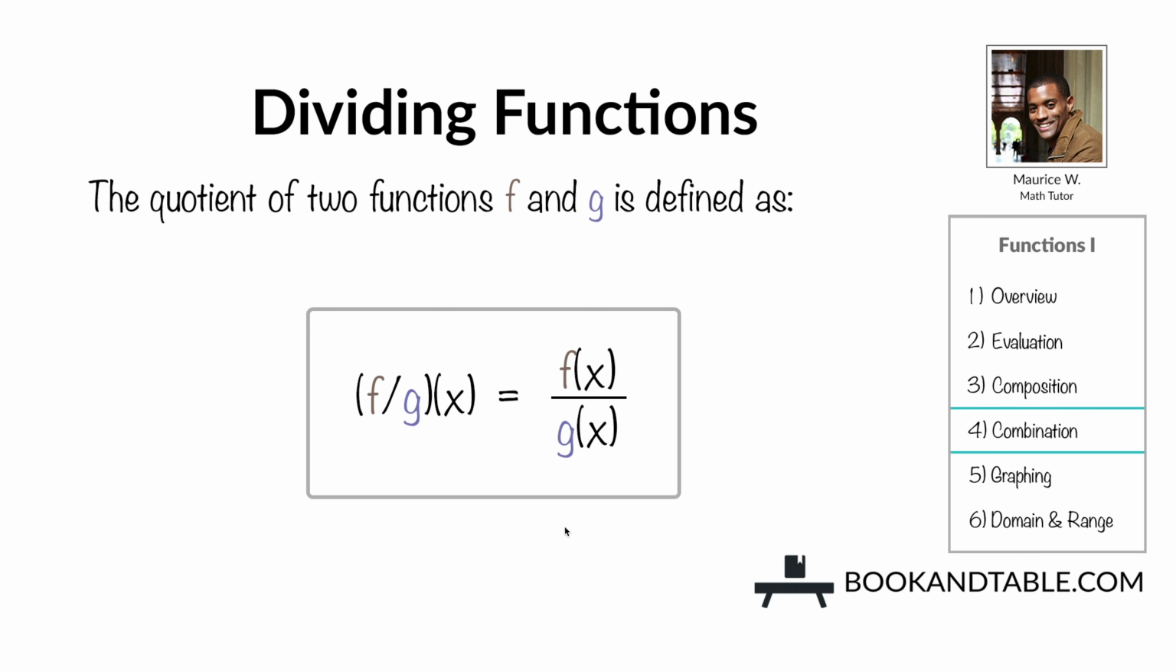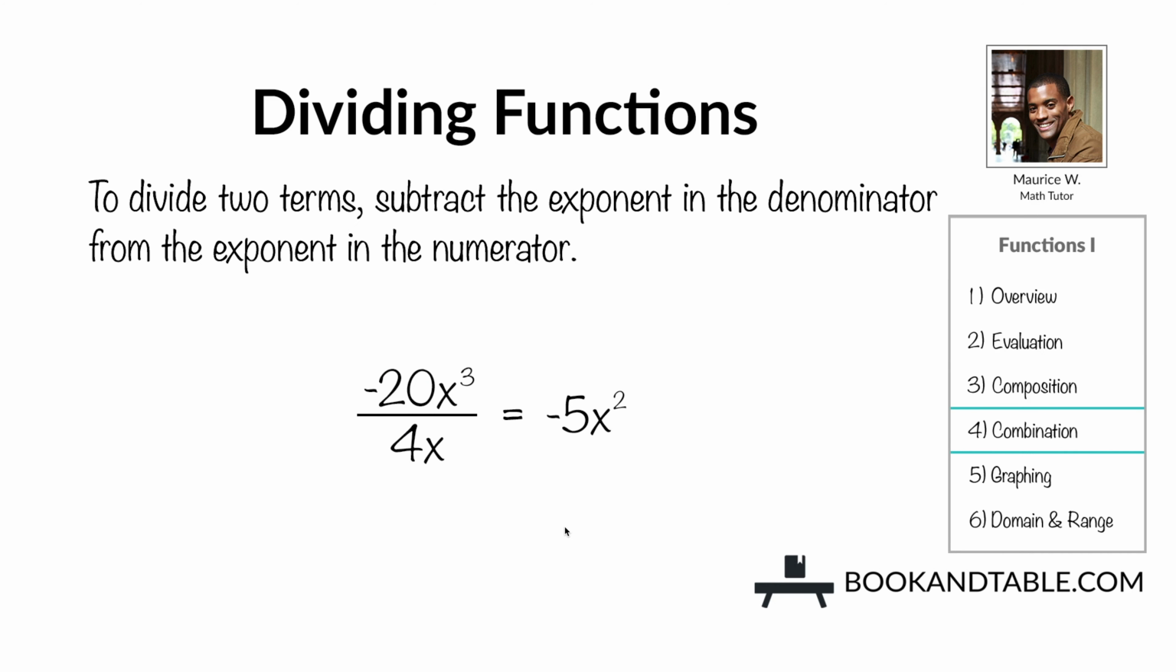Now, when we are dividing functions, we need to pay close attention to both the exponents and the denominator. For the exponents, to divide two terms, subtract the exponent in the denominator from the exponent in the numerator. So we divide our coefficients the way we normally divide numbers. Negative 20 divided by 4 is equal to negative 5. For the variables, we have x to the third divided by x to a power of 1. So the quotient is x to the 3 minus 1, which would be 2.